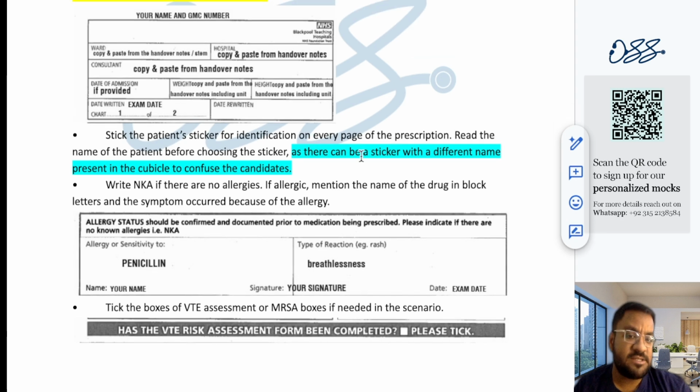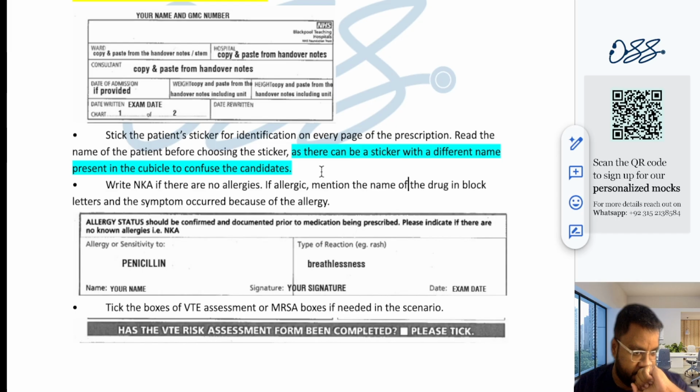And this is not just to confuse you, or not just to make things difficult for you. When you work in the NHS, you would realize that a lot of stickers are present, of all the patients who are admitted in the ward. And all the labeling needs to be done with the sticker, whether it's the blood samples that are being labeled, or the belongings, or the prescription. So you would find multiple stickers in the ward as well when you work in the NHS.